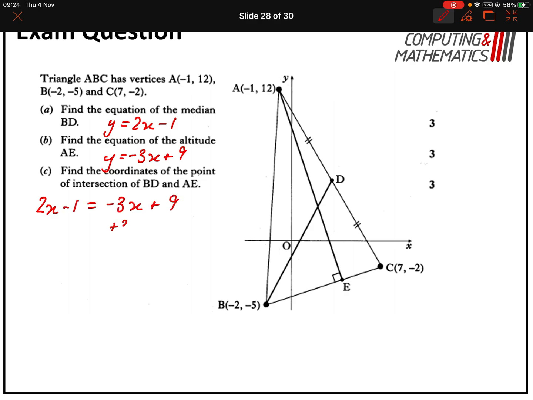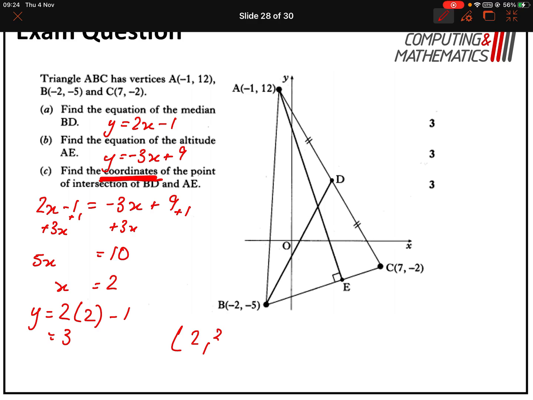Okay, I want to add 3x onto both sides. So I get 5x. I want to add 1 onto both sides is equal to 10. So x must be equal to 2. I then want to sub that back into one of the lines. So I'm going to substitute that into y equals 2x minus 1. And I would get 3. Now it usually always says coordinates of the point of intersection. So you've got 2 out of the 3 marks, unfortunately, because you have to write in that your point of intersection is 2, 3, even though all the information's there.